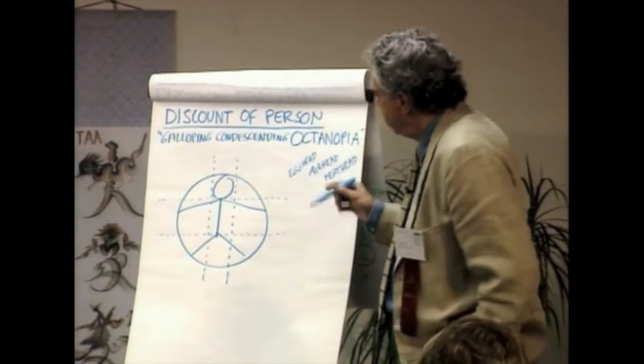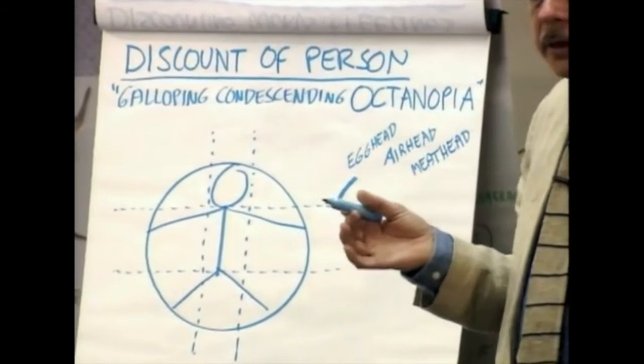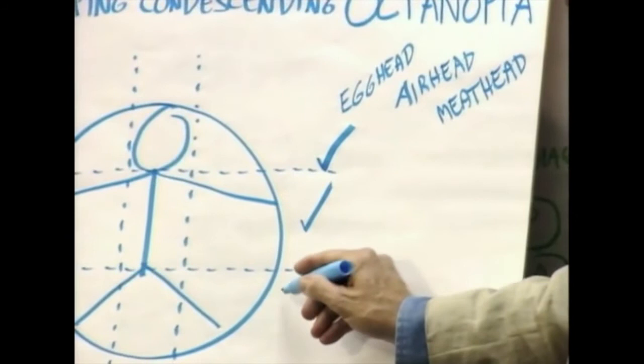So let's look at the egghead first. Okay, the egghead's got a lot of thinking. Now, maybe he's got heart. It depends on how nerdy; if the person's a nerd, you might not think he has heart. But let's give the egghead a sense of heart. But maybe the woman he goes after just thinks of him as an egghead and that there's no sexuality. She's not turned on to him.